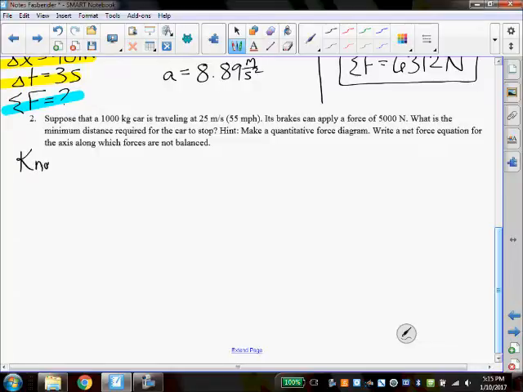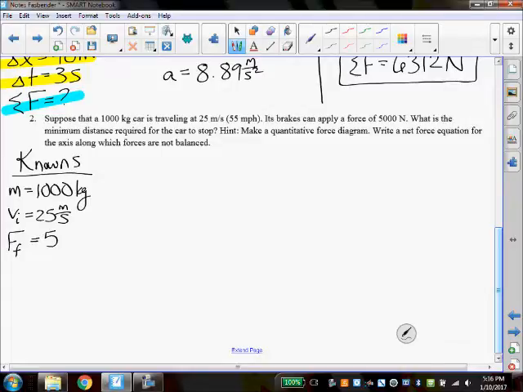Well, the first thing we're going to do is write out all of those knowns. So our mass is 1,000 kilograms. We are traveling at 25 meters per second. We are braking. So braking is a force of friction. We can do that with 5,000 newtons. And we're trying to get this car to stop, so our VF is going to be 0 meters per second. Ultimately, we want to know what is the displacement to make that happen.